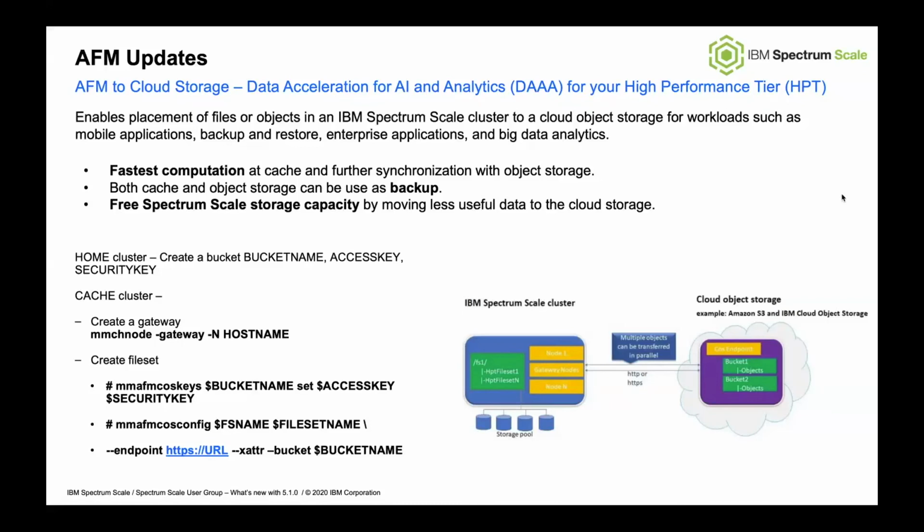On the cache cluster, which is your Spectrum Scale environment, you essentially are going to set up the gateway nodes. So you're going to set up the gateway role on the nodes in that environment. For the filesets, you're going to take that bucket name, the access key, and the security key. We're going to need that information for the various buckets you're going to set up in relationships.